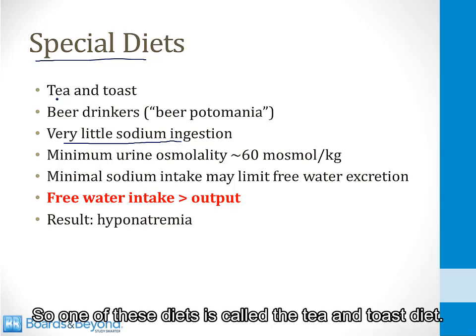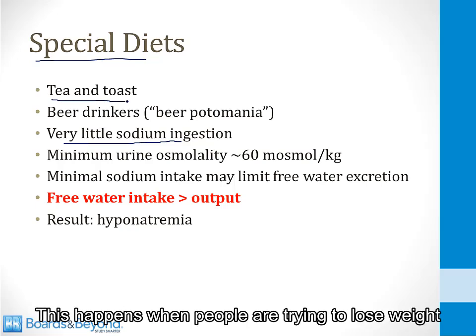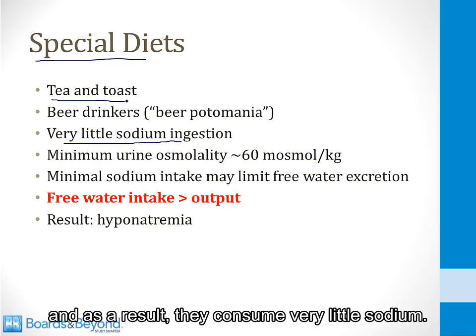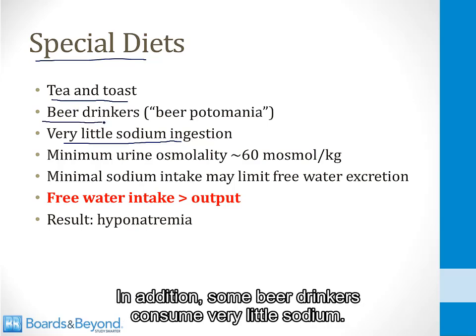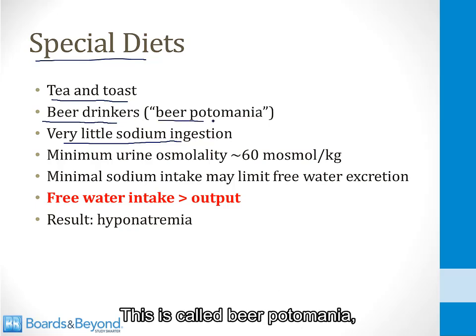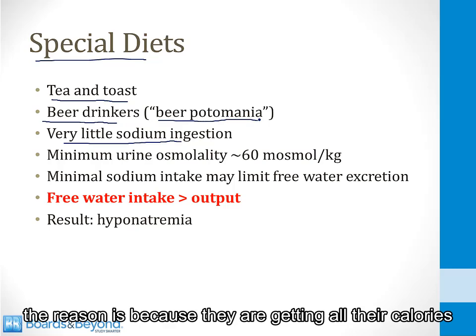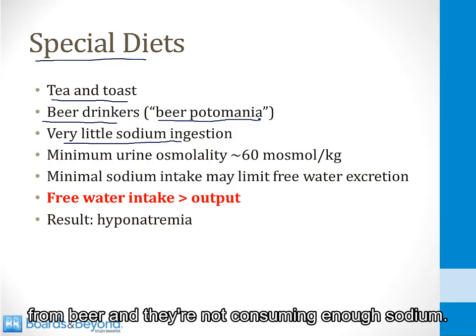So one of these diets is called the tea and toast diet. This happens when people are trying to lose weight and they eat very little solid food, and as a result, they consume very little sodium. In addition, some beer drinkers consume very little sodium. This is called beer potomania when beer drinkers develop hyponatremia. The reason is because they are getting all their calories from beer and they're not consuming enough sodium.